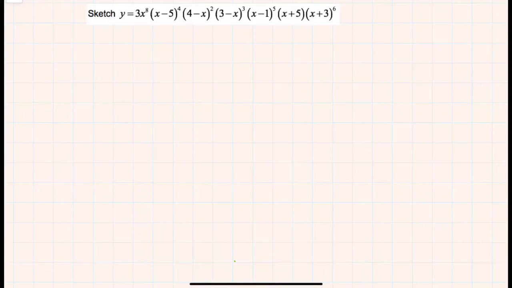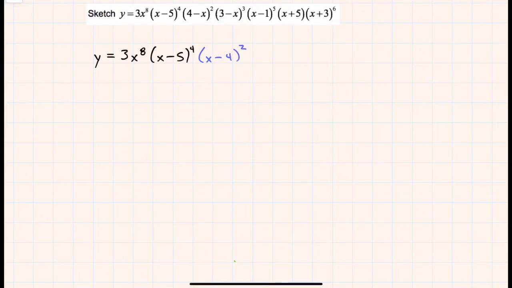All right, we're going to sketch this behemoth, but first thing I'm going to do is just rewrite it. So I'm going to write out y equals 3x to the 8th times (x minus 5) to the 4th, and then I notice this 4 minus x squared, and I want to turn that around. So what happens is when you have a factor and it's backwards and it's subtract, you can turn it around by factoring out a -1.